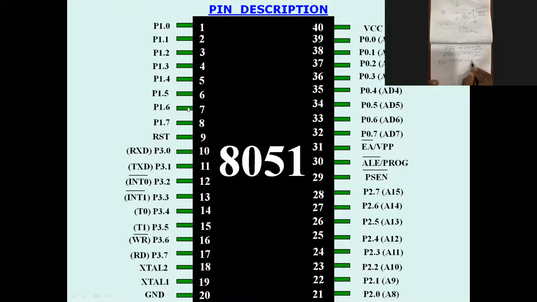Then AD0 to AD7 act as A0 to A7, the address bus.